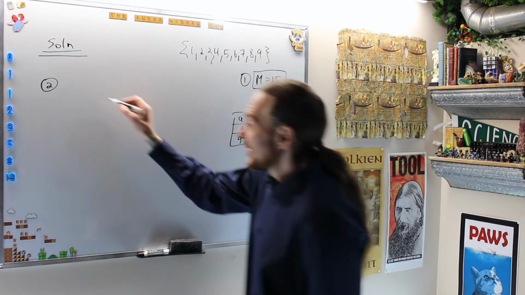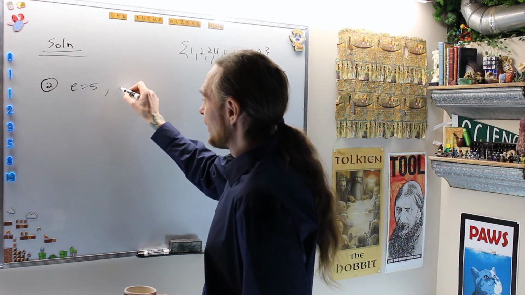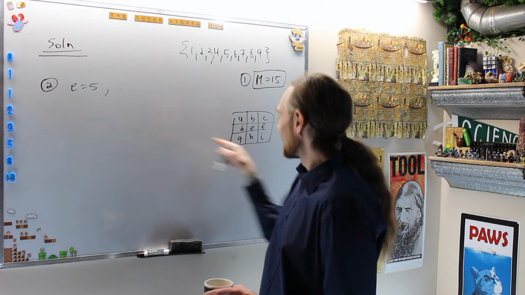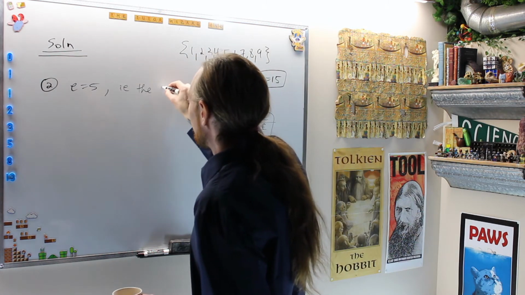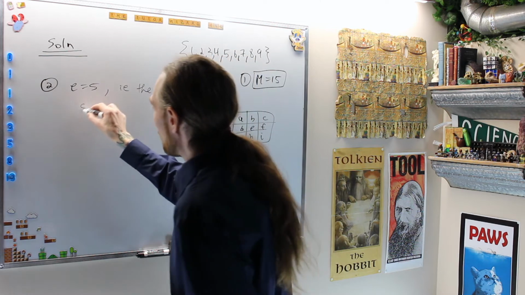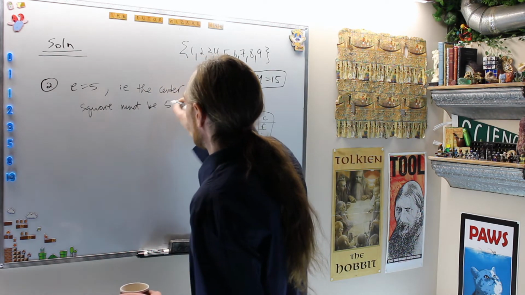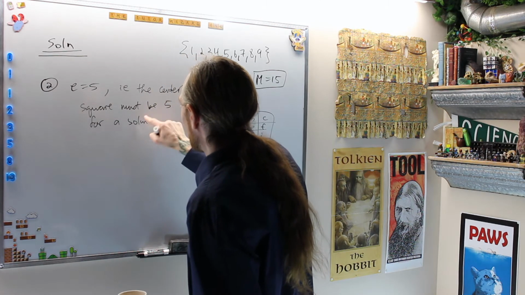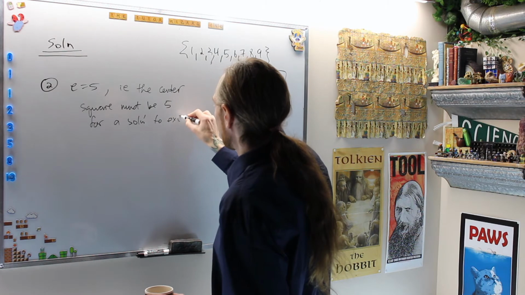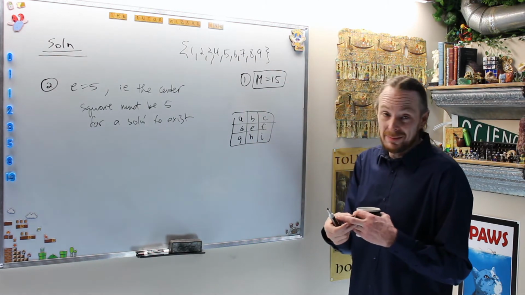Next thing I'm going to do is show that E is 5. In this case, the center is 5, i.e. the center square must be 5 for a solution to exist. We have to have 5 in the center square, is what that's going to claim.